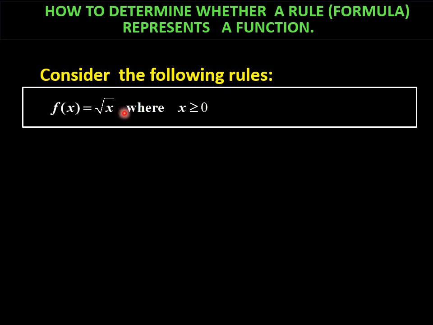Let's put in a 16. Square root of 16 is 4. Let's put in even a 5. Go to your calculator. Square root of 5 is 2.236. It's always one output, right? Therefore, that would represent a function.